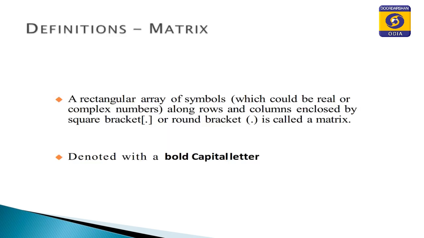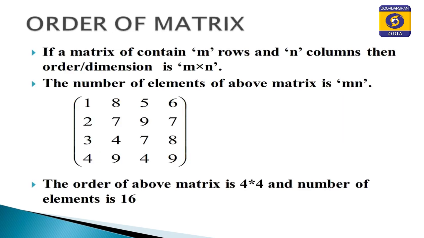Next, what is the definition of a matrix? The rectangular arrangement or array of data along rows and columns, enclosed by square brackets or simple brackets, is known as a matrix. Generally, capital bold alphabets are taken as the name of the matrix. Next, what is the order of a matrix? If a matrix contains m rows and n columns, then the order or dimension is m cross n. The number of elements of the above matrix is mn.